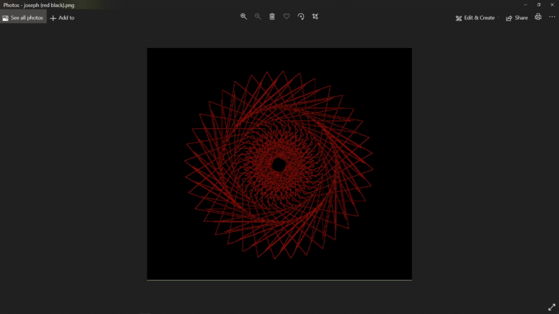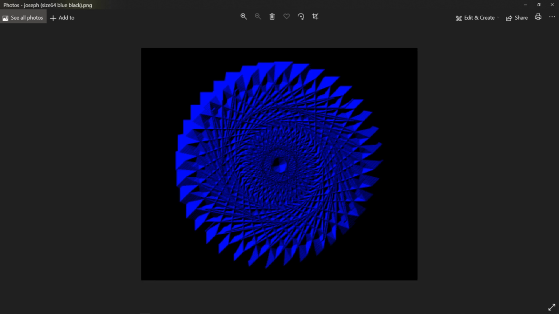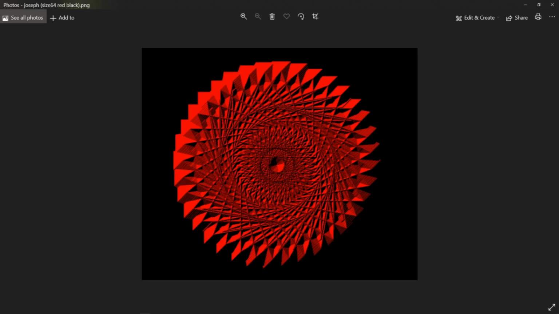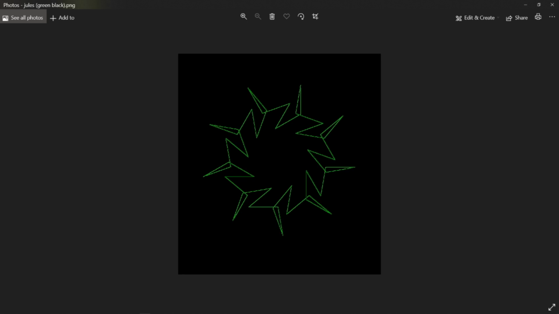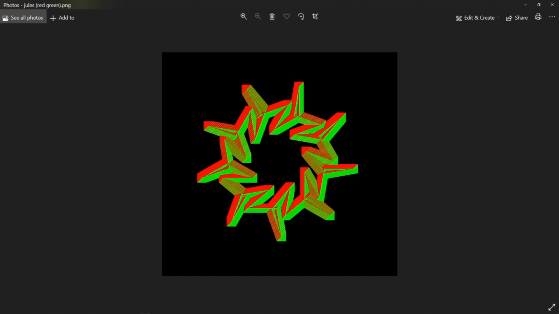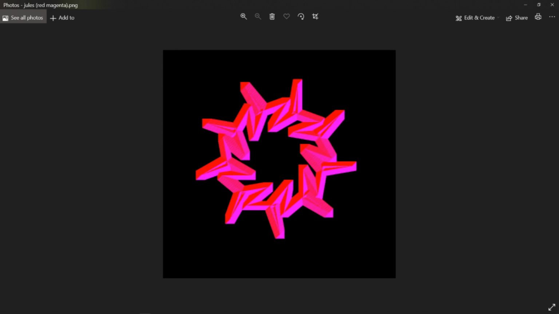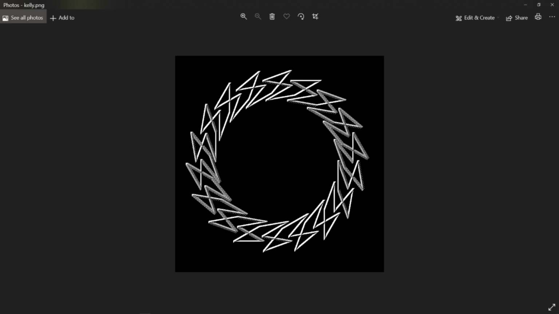This is the name Joseph. The catchy red and black coloration. Same name, but with blue and black and somewhat embossed. And here again, but with red and black. And here's Joshua. A very cool shape there. It's only slightly embossed. Here is Jules. There you go. And Jules in now red and green. And now red and magenta pinkish.